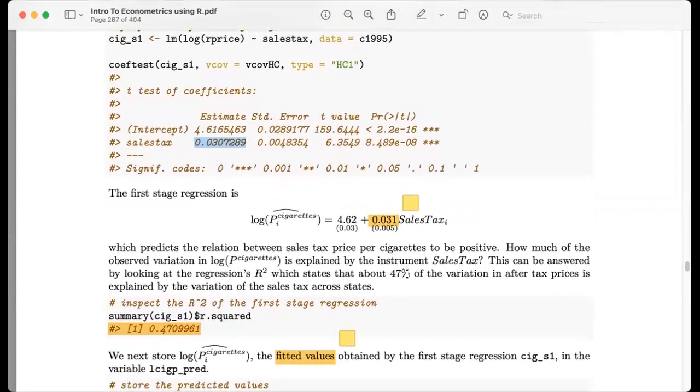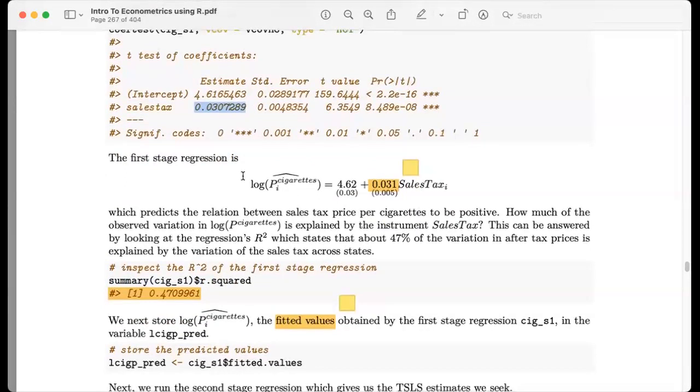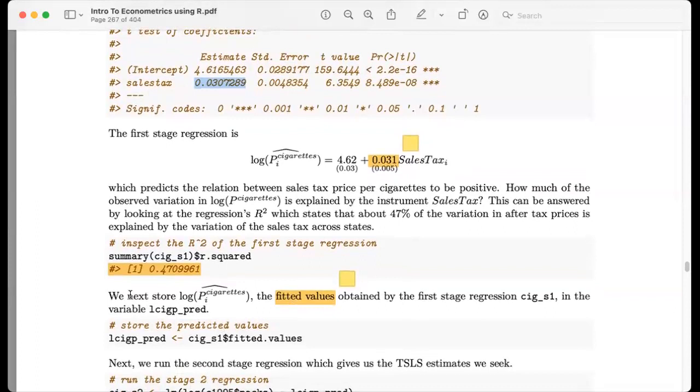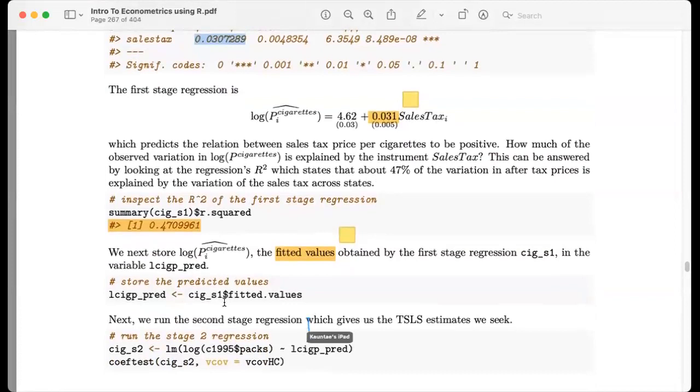Here it's also mentioning the goodness of fit. You could see the R square is 47%. It doesn't explain much variation, but it's not very bad. So from this fourth stage, we'll have to create fitted values. Next we store the log price of cigarettes, the fitted values obtained from the first stage, which we will regress on our dependent variable to get the second stage estimates.